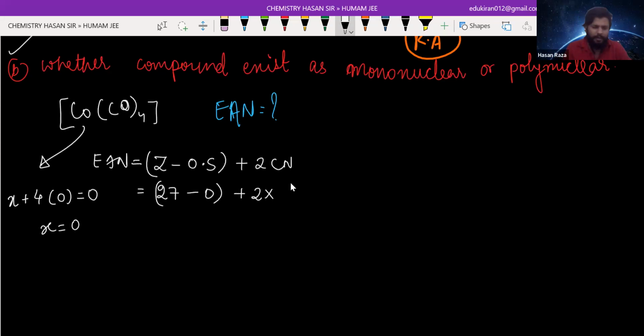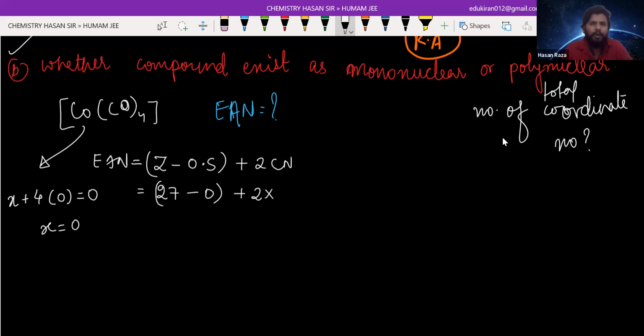What is the coordination number, Humam? I don't know, sir. Why you don't know? Coordination number is basically the number of coordinate bonds. That means you are not revising, right? Number of total coordinate bonds. How many CO ligands are there? How many ligands are there?